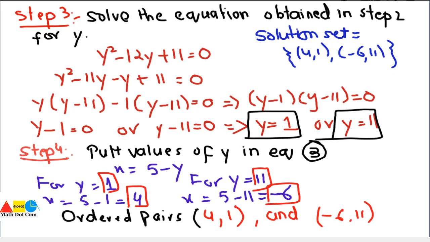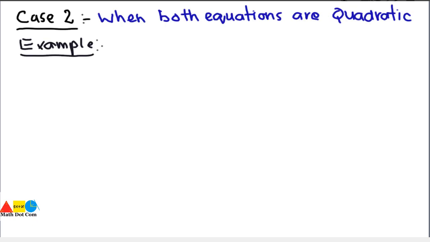Now let's discuss case 2, in which you are given two quadratic equations, as compared to case 1. So in case number 2, we will discuss the case when both the equations to be solved are quadratic. So we have to solve them simultaneously to find the solution that will satisfy both the equations.